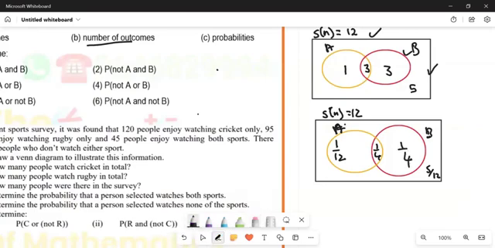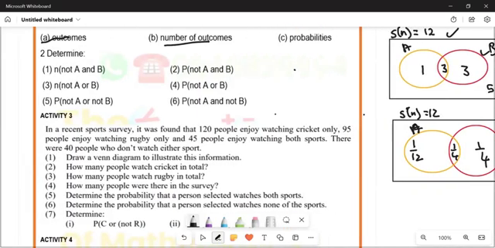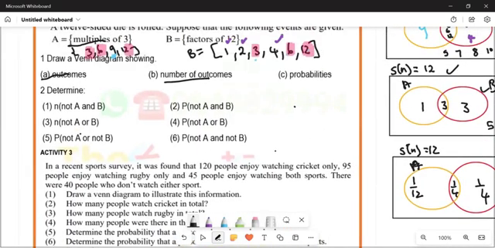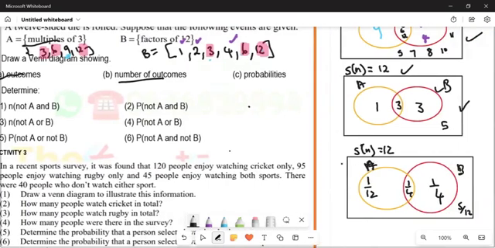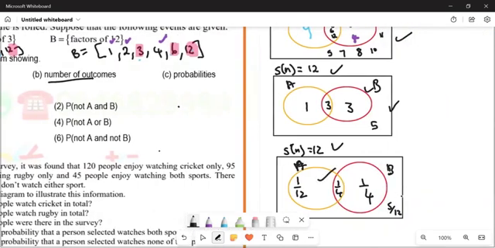Okay, good for us. We managed to get the Venn diagram in order. Now that we have the Venn diagram in order, the mark allocation: we're going to get 3 marks for this one. It's 1, it's 2, it's 3.